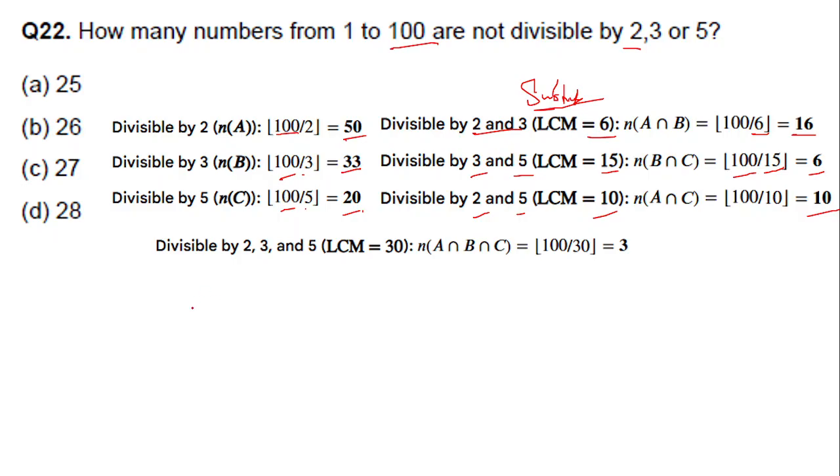So also there is a possibility the numbers can be divisible by all three numbers. So the LCM is 30, 100 by 30 is 3. So it is divisible by all three numbers. This should be added. Okay.